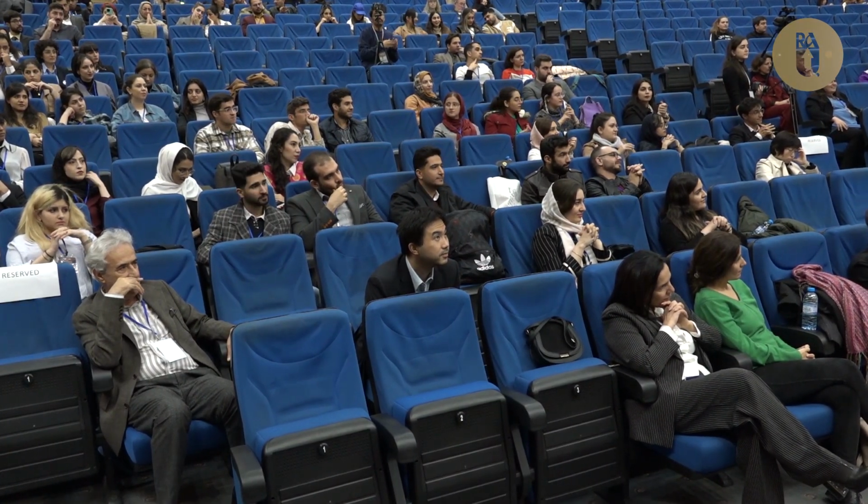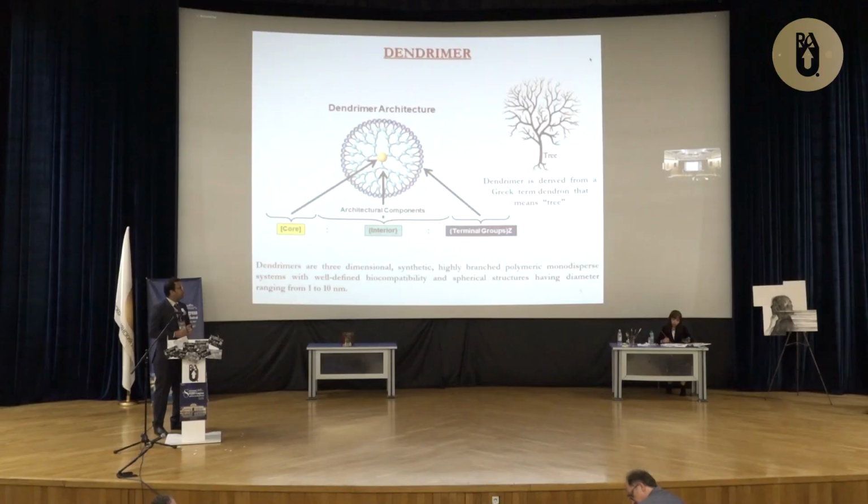So what is dendrimer? The word dendrimer is made up of the Greek words dendros and meros. Dendros means tree-like structure. If you see the structure of dendrimer, it looks like a tree-like structure, so that is why the name dendrimer is given. Dendrimers are three-dimensional, synthetic, highly branched, polymeric, monodispersed systems with well-defined biocompatibility and spherical shape. They have particle sizes from 1 to 10 nanometers.